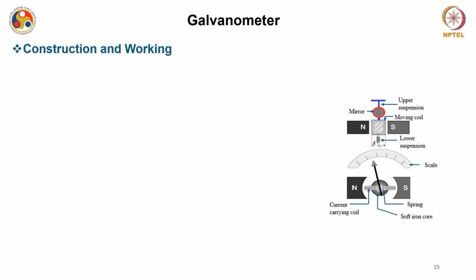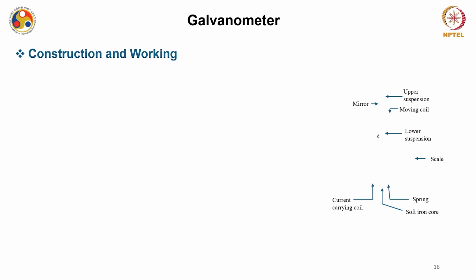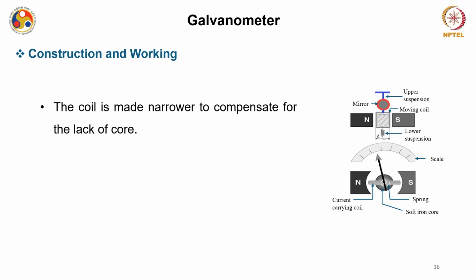So, the higher reluctance enhances the sensitivity of the galvanometer, making it very responsive to even small current flows. Some galvanometers, particularly in modern days, do not have iron cores. When you omit the iron core, it reduces the magnetic flux density definitely. Now, I am drawing it once more, so that you have a feel that there is no core right now.